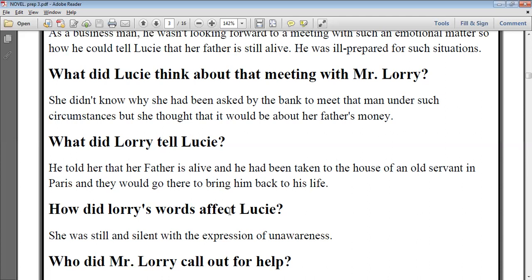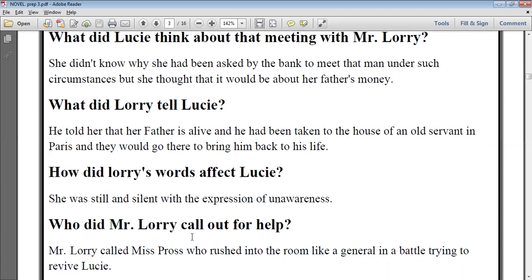How did Lorry's words affect Lucie? She was still and silent, and her expression was one of awareness.